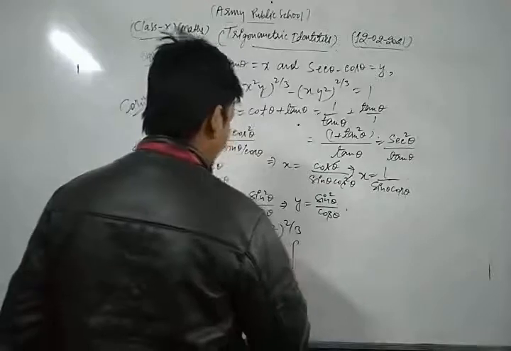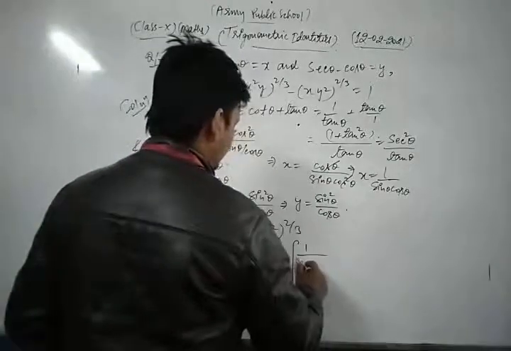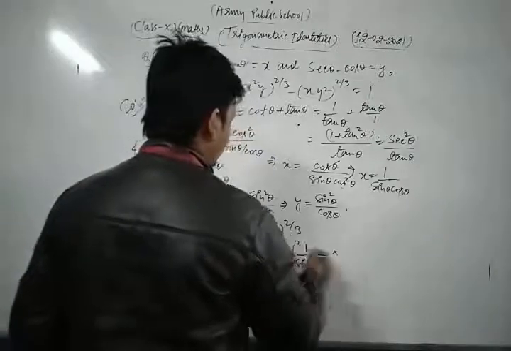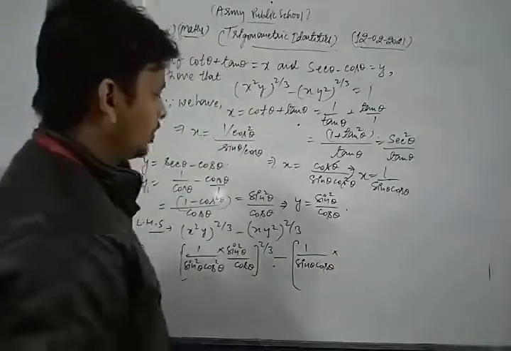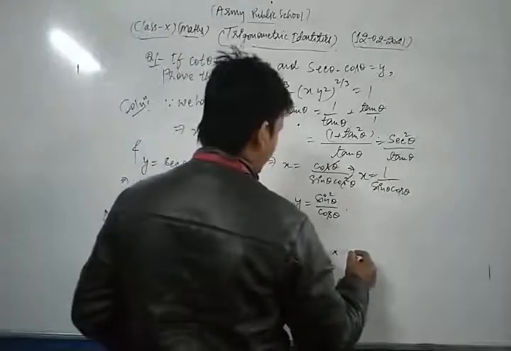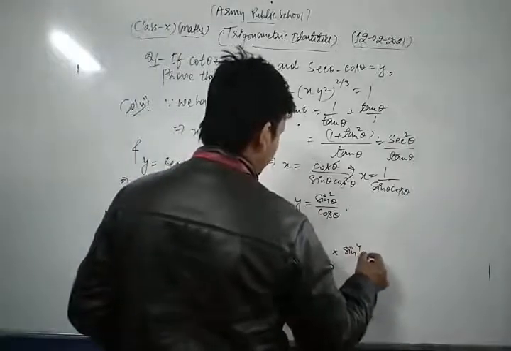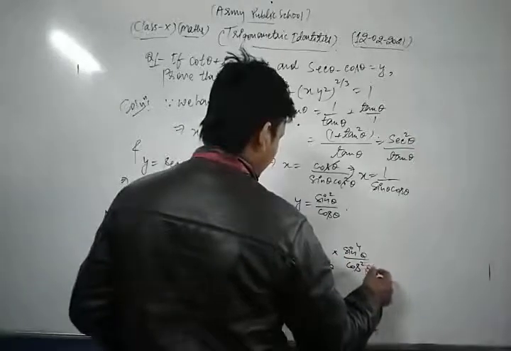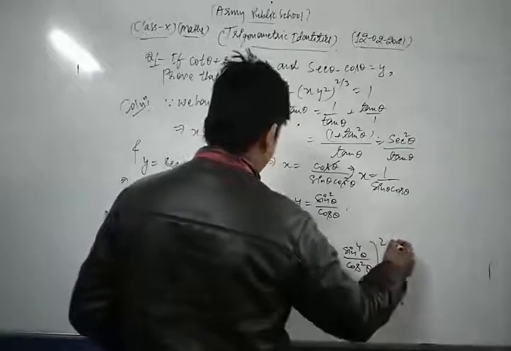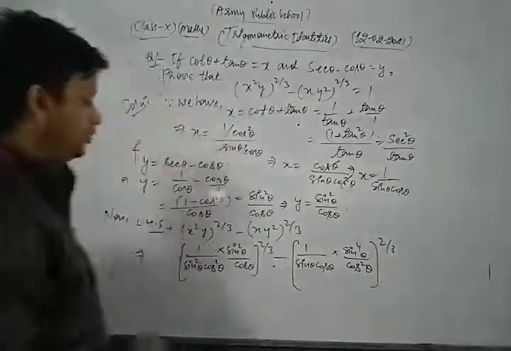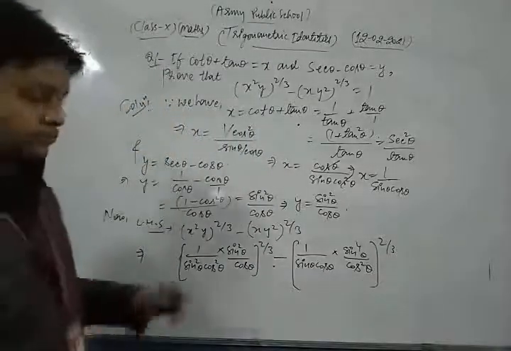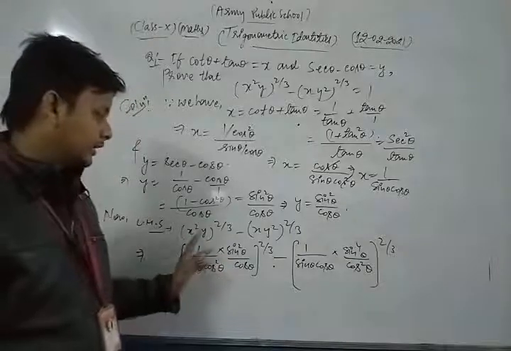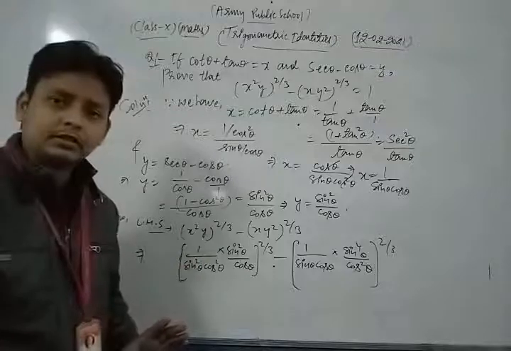So for x, we write simply 1 upon sin theta into cos theta, into y square. The value of y square is what? Here we write sin to the power 4 theta upon cos square theta, to the whole power 2 by 3. Now dear students, in this way we just put the values of x and y in the given expressions.